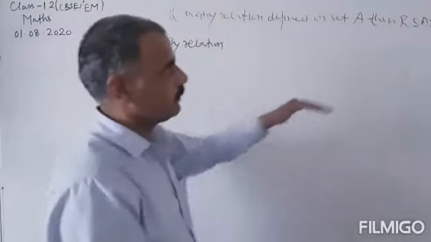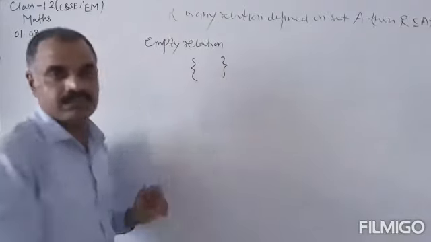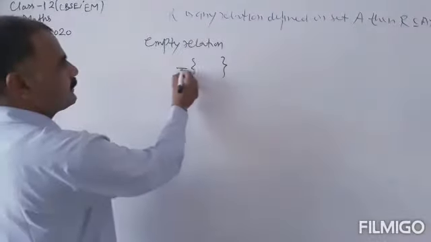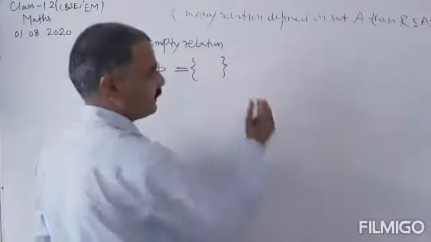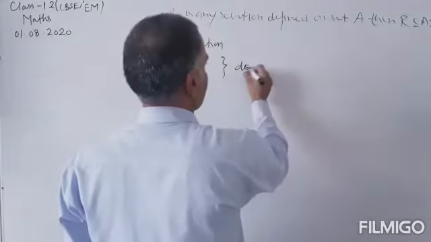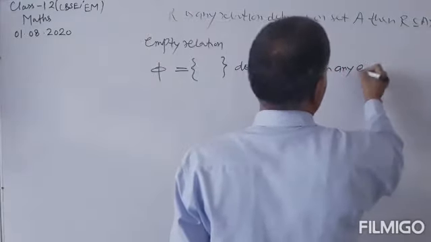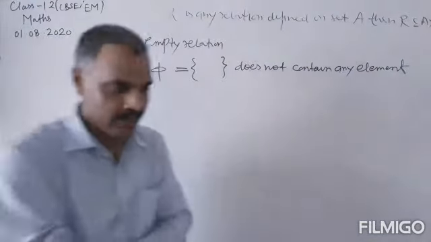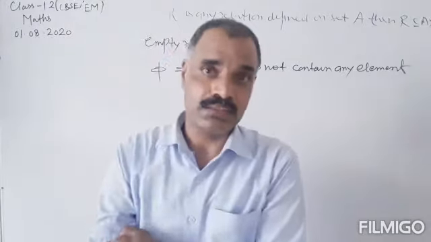There is a subset of A cross A which contains no element, no ordered pair, and that relation is said to be the empty relation. So the empty relation does not contain any element of A cross A. Now we will discuss whether the empty relation is an equivalence relation or not.